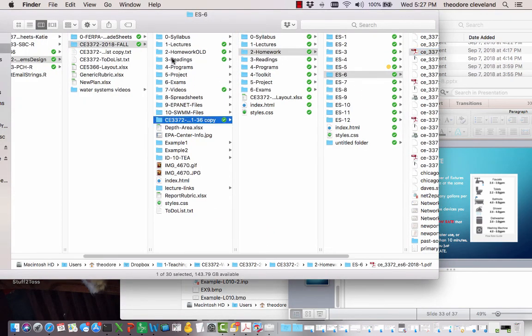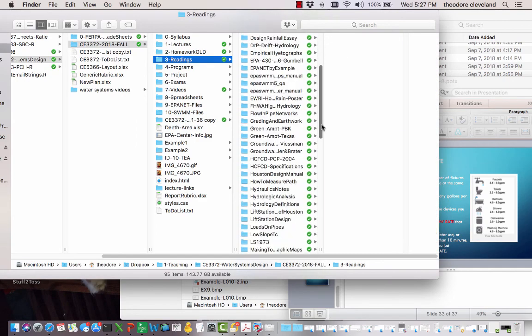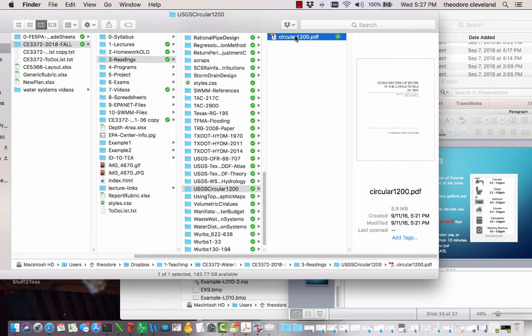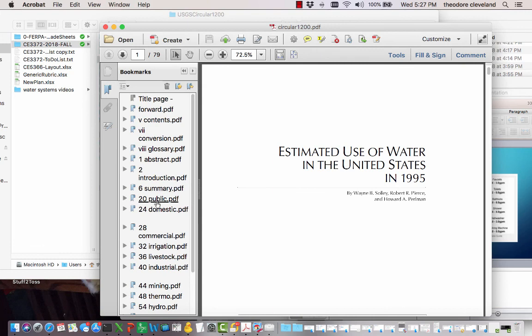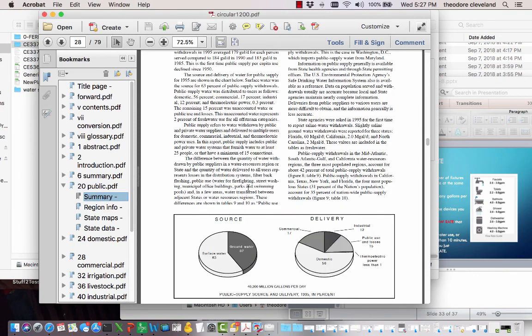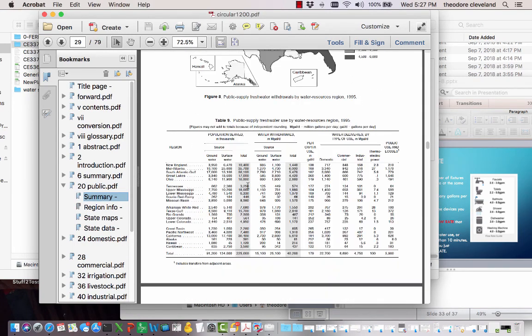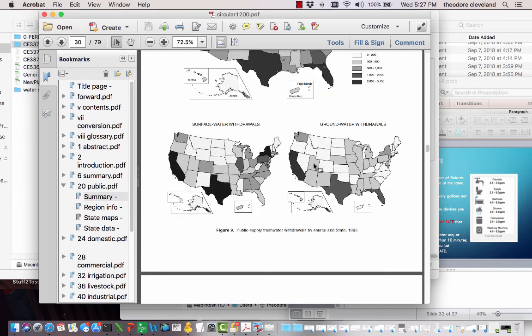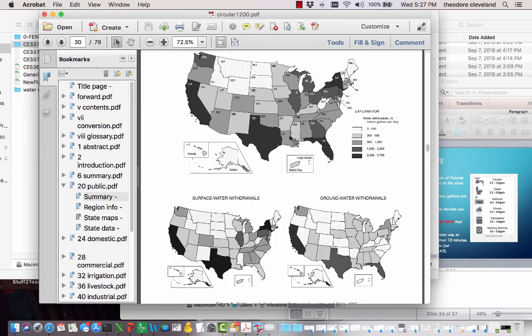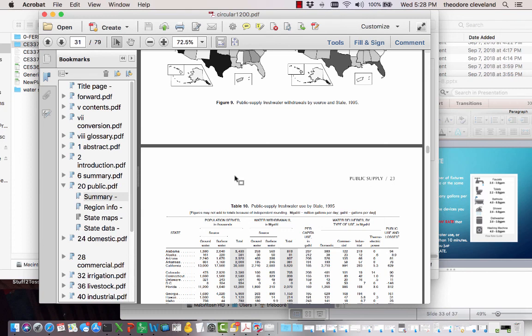We'll take a look at circular 1200. And hopefully I picked a good one. In it, it has different maps of places, has per capita use, for instance. So this is also another good place to estimate the use. You notice Texas is a pretty big water user, and that's a consequence of the size of the state. Doesn't mean we're particularly wasteful. That gives you a good average estimate.